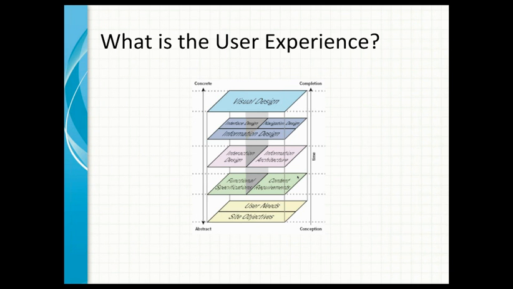You start at the bottom. You have to have your site objectives, your user needs. Then you have to have your functional specifications and your content requirements. Then you have to go after interaction design and information architecture. Then you look at your interface design, your navigation design, and your information design, and then you have your visual design. So you start at the very bottom and you work your way up to the ultimate user experience.